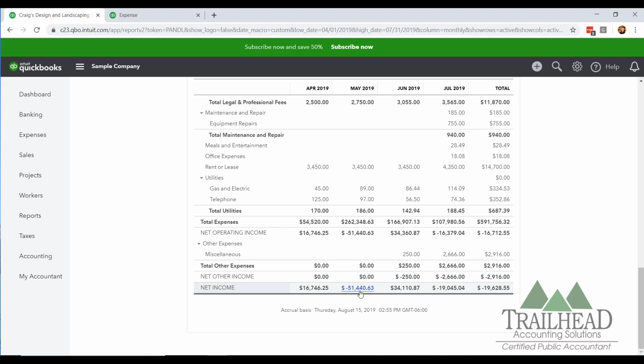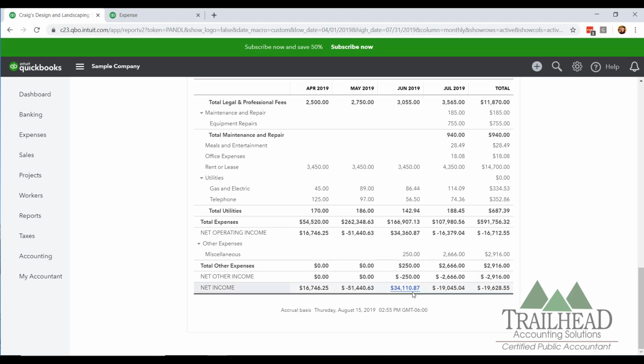But then you jump over and you look at May and they're running at negative $51,000. That means that their expenses were $51,000 in excess of what they brought in from their customers, whether it came in cash or receivables from those customers. That hurts. That means that I would expect them to have a cash crunch just based on that alone because their expenses outweighed their income.